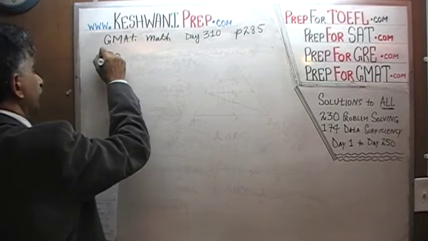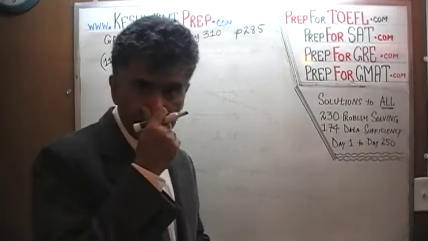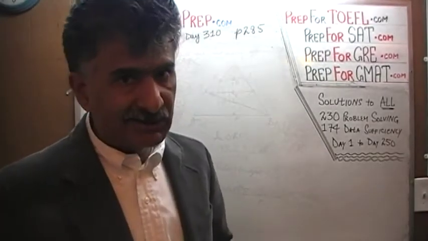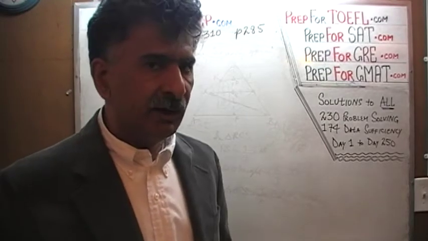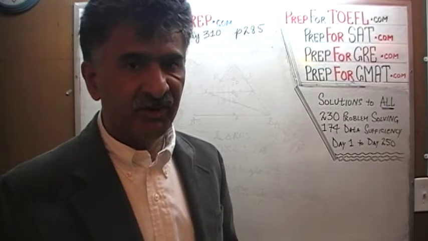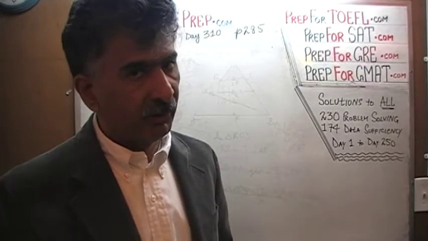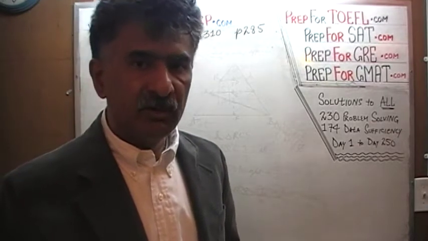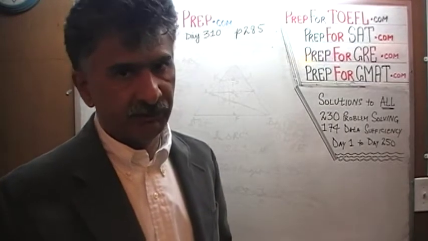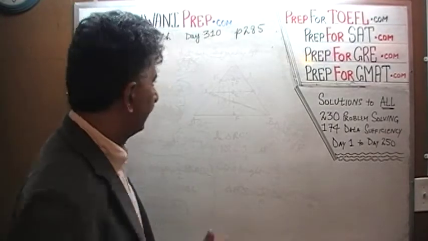Problem number 114. Tell you what, before we actually do problem number 114 as it is given in the book, let's first take a look at a simpler version of the problem. Once we understand the simpler version, you will see that the problem given in the book is quite straightforward, quite a simple problem, once we understand what is going on behind the scenes. Let's do a simpler version.